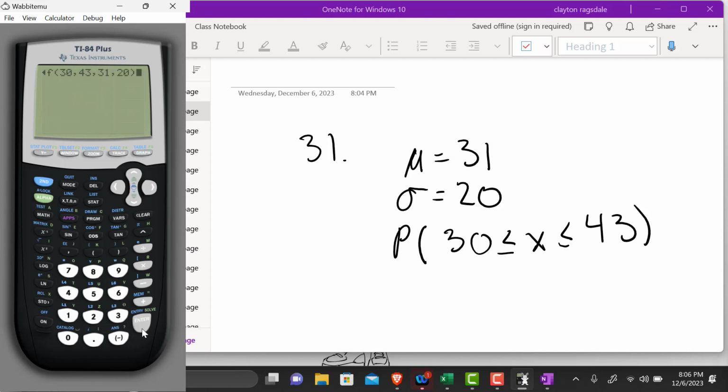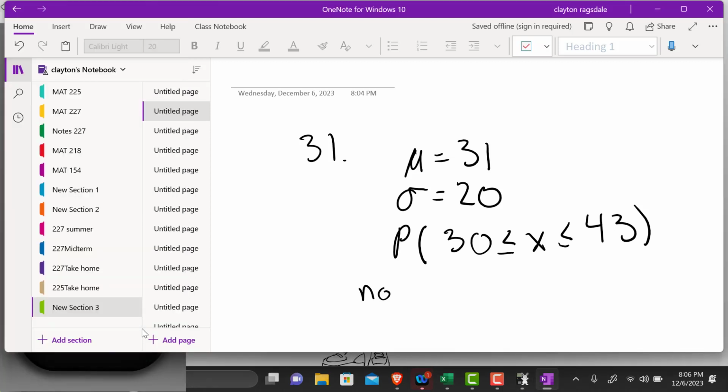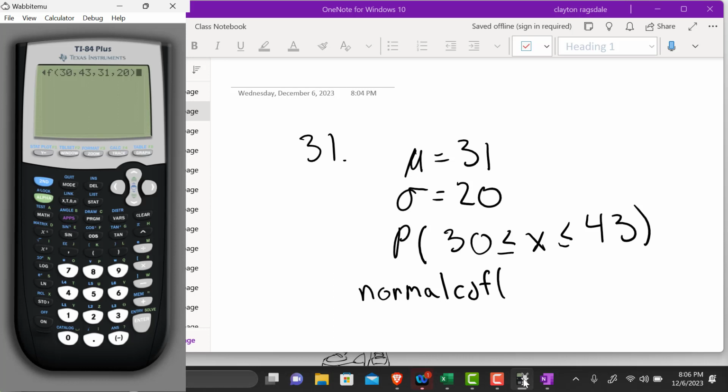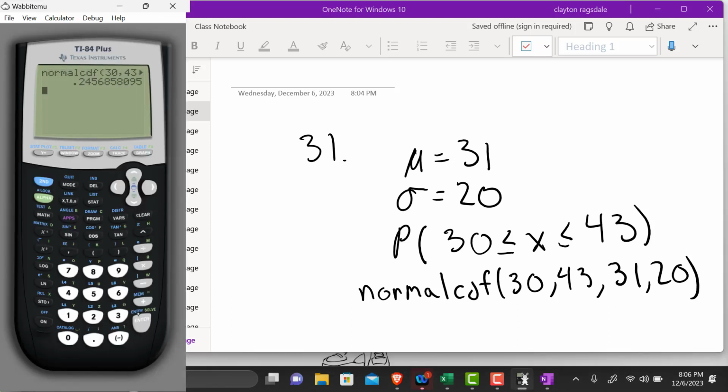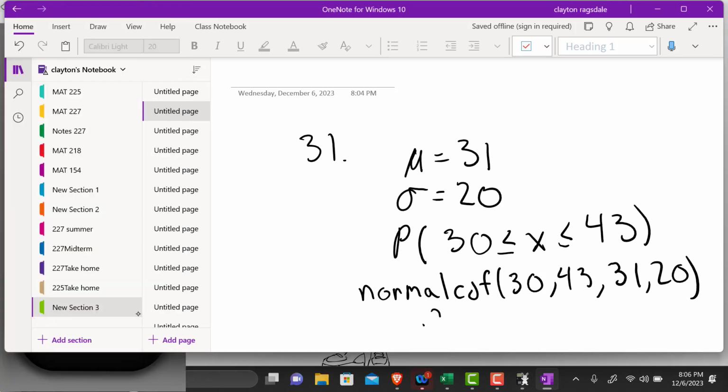Paste. And so we'll just write, and they probably want to see this, normal CDF. Let's see that order one more time. So it says lower bound, upper bound, your mu, and your standard deviation. And so our answer here is, and we want 4 decimal places, 0.2457.